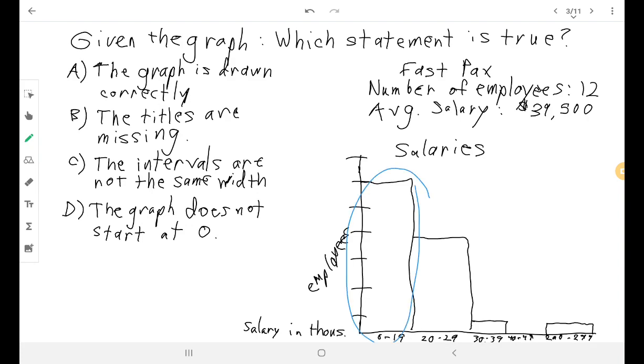So the largest number of employees make up to $19,000 a year, right? And then we've got a slightly smaller group making $20,000 to $29,000. Then we've got a very small group making $30,000 to $39,000. Then we've got nobody making $40,000 to $49,000, and then somehow we skip all the way to making somewhere between $200,000 and $299,000 a year. Presumably that's like the CEO or the owner or whatever, right?